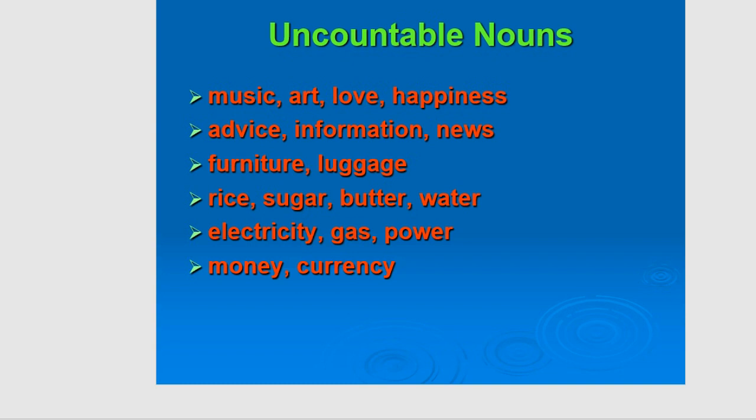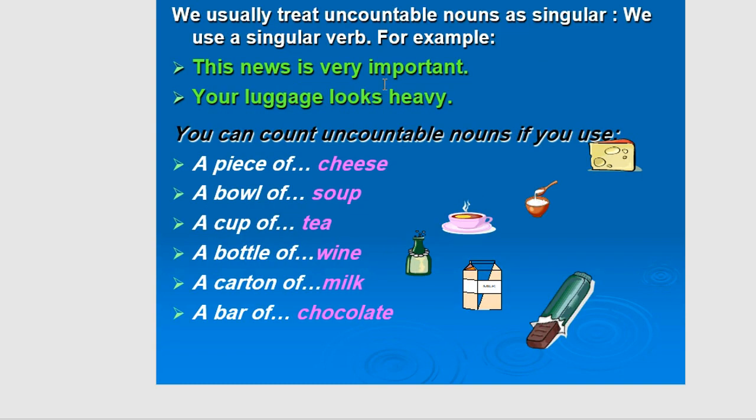So those are uncountable nouns. Again, we usually treat uncountable nouns as singular, and we use a singular verb. This news is very important. Your luggage looks heavy. So here we deal with it as singular, even if it looks huge. The news, even if you read many news items or hear many from the broadcasting, you have to deal with it as singular.